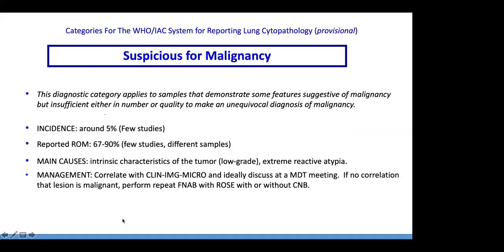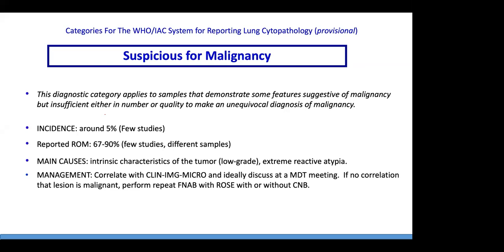The other category is suspicious for malignancy. This category applies to samples that demonstrate some features suggestive of malignancy, but insufficient, either in number or quality, to make a diagnosis of malignancy. The incidence is around 5%. The risk of malignancy is higher than the risk of malignancy of atypia, 60 to 90%.